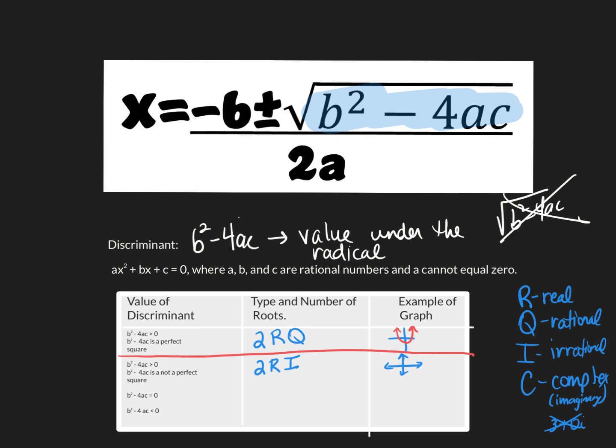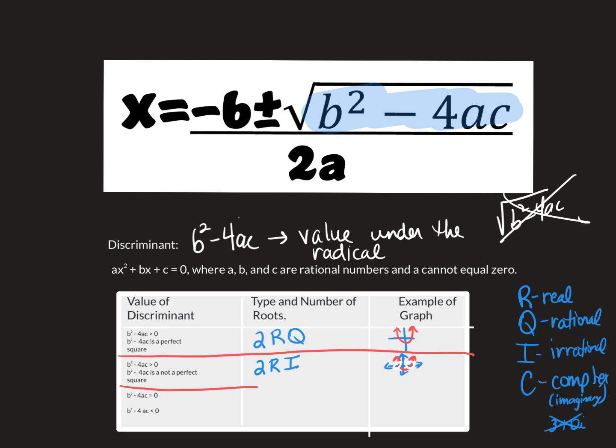Irrational means that the square root of 2 is irrational. It does not terminate. It does not stop. So the graph could look the same. It just depends on where these intersections are.